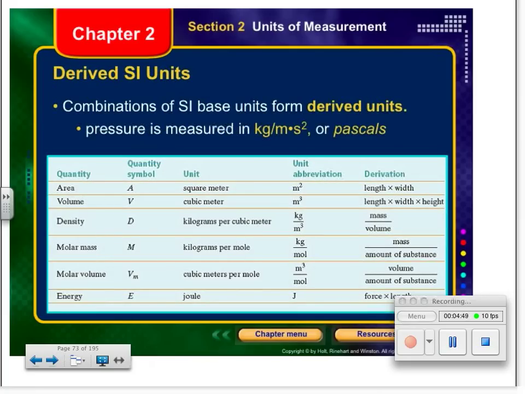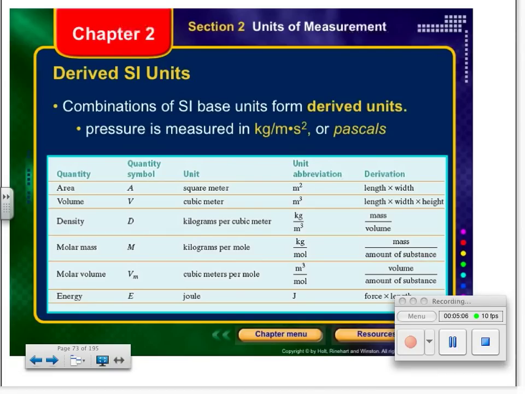Derived units. Can everyone see? Derived units. Now, the word derived means to be made from or come from something else. So a derived unit comes from the base units put together in different ways. A combination of SI base units.